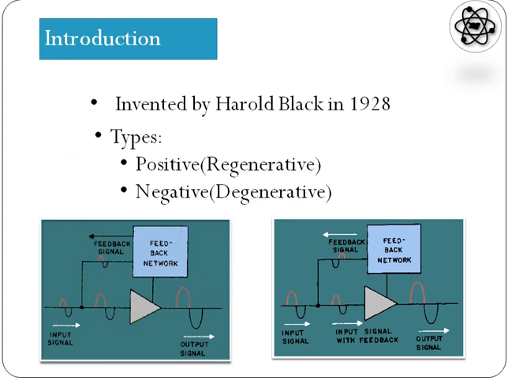The negative feedback occurs when the feedback signal is out of phase with the input signal, as you can observe in this particular figure, and this means that the feedback signal will subtract or degenerate the input signal, and this will result in a lower amplitude output signal than would occur without the feedback.